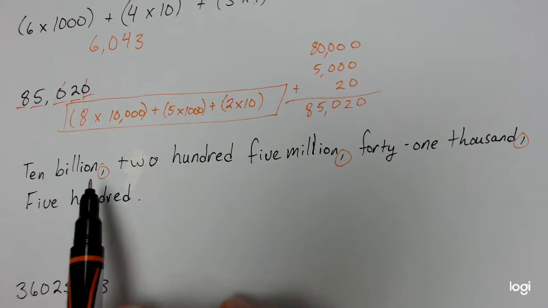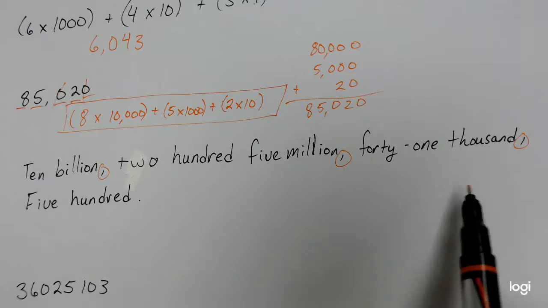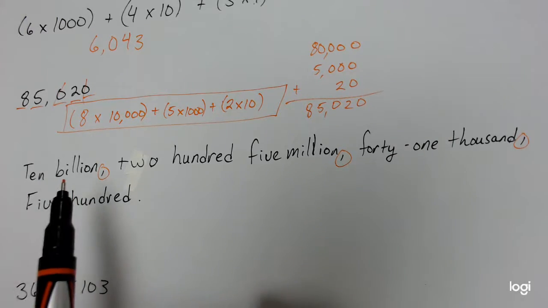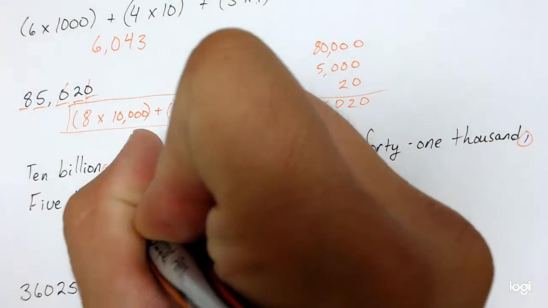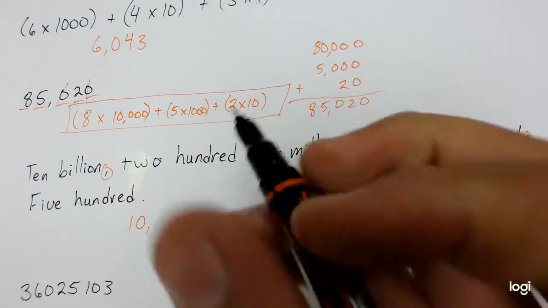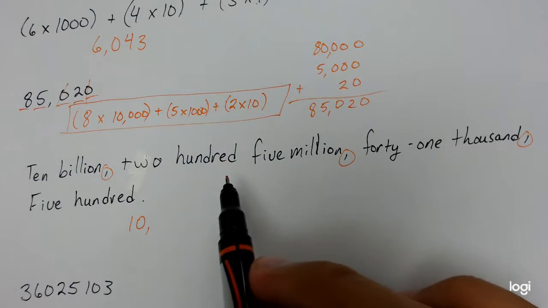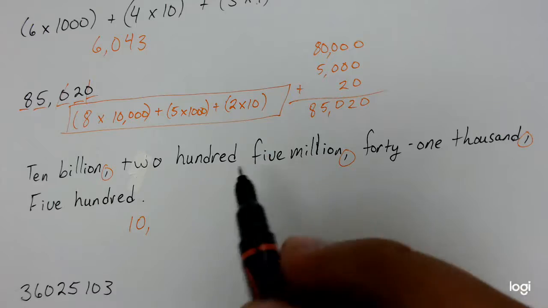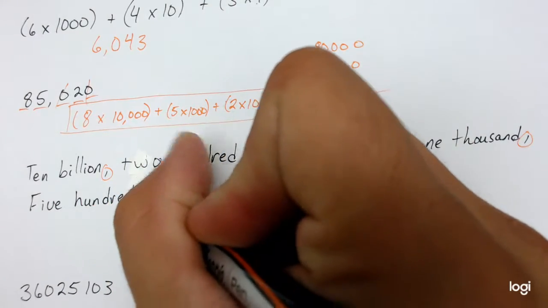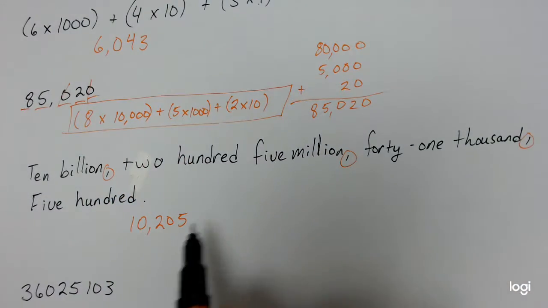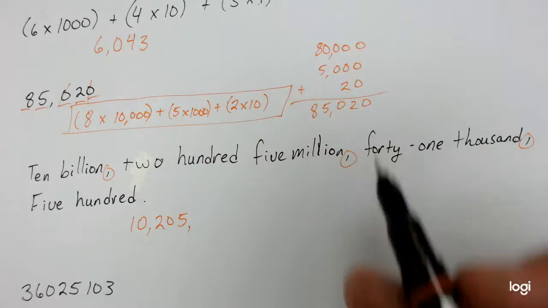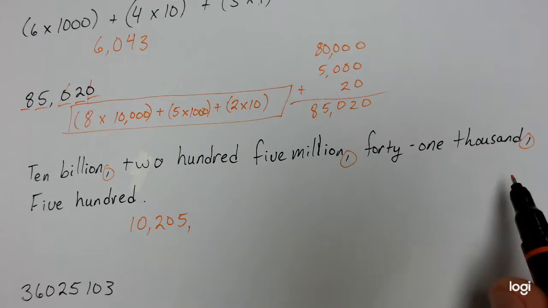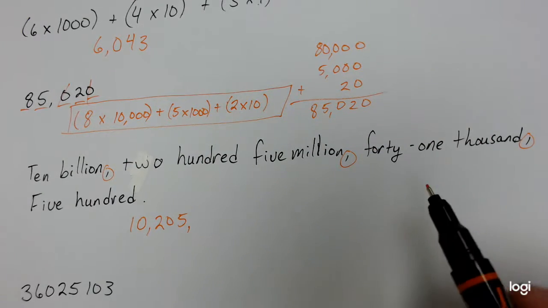So those commas tell me when to insert commas while I'm writing the digit numbers. So if I've got ten billion, I know that's going to be 1, 0, and then I copy the comma. Then I have 205 million. So the next set is going to be 205. That's the millions place, and then I put a comma. Then I have forty-one thousand. Notice forty-one is hyphenated, just like I said before.